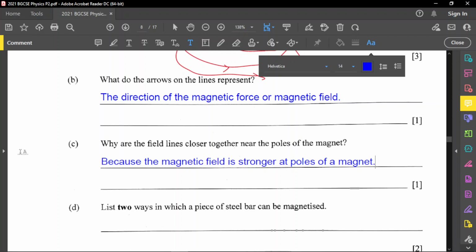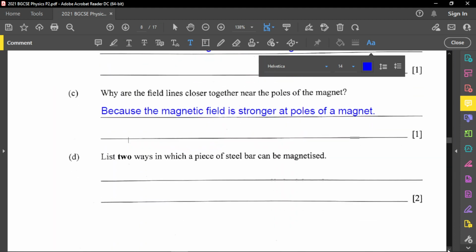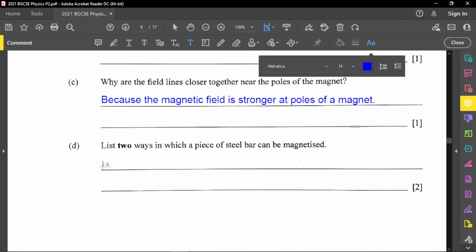All right, for part D, list two ways in which a piece of steel bar can be magnetized. So how can you magnetize a steel bar? Two different ways, and one classic way is by stroking. Stroking is also called the rubbing method. You hold the steel and stroke it with a permanent magnet, and it will become magnetized.